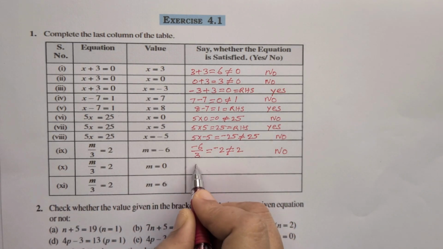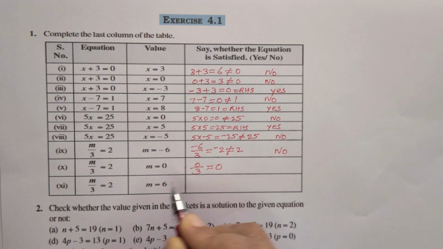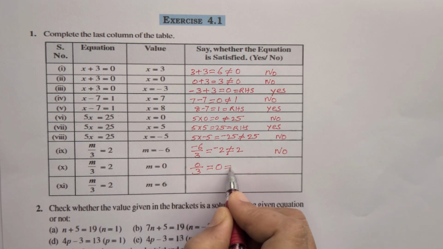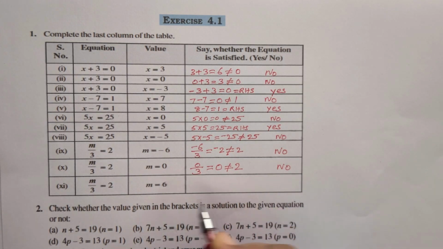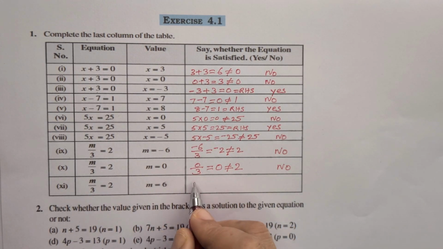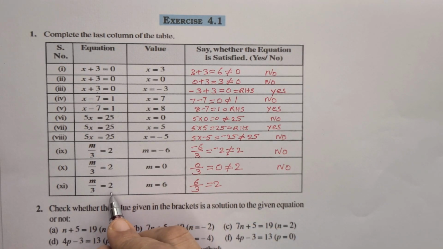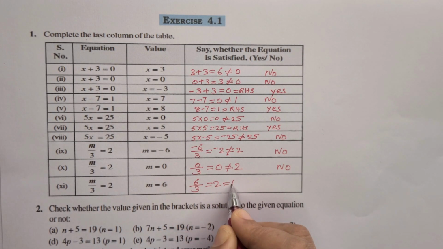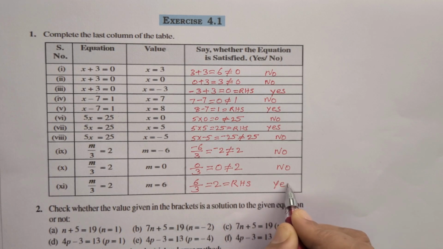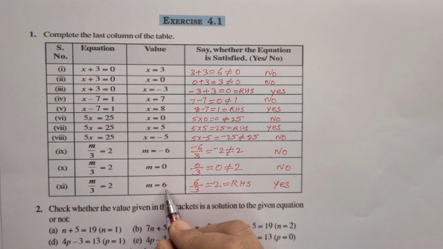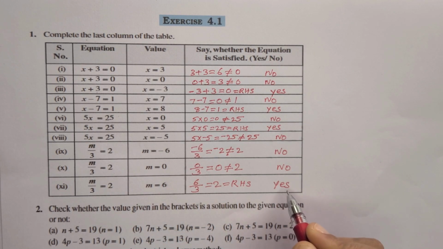Here m by 3. The value of m is 0. 0 by 3. 0 by any number is equal to 0. But the right side answer is given as 2. These two are not equal. So that also is no. Here the value of m is 6. 6 by 3 is equal to 2. The right side of the equation is also the same, RHS. That means m is equal to 6. That value of m satisfies the given equation. We can write yes.